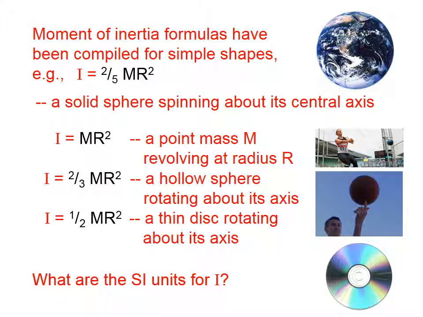Well, for the moment of inertia, we talked about that the moment of inertia depends on how much mass and how far away from the rotational axis. And you can see here from these equations that they all have in common mr squared. So m is mass, r is a distance, so the SI unit for moment of inertia is typically the kilogram meter squared.